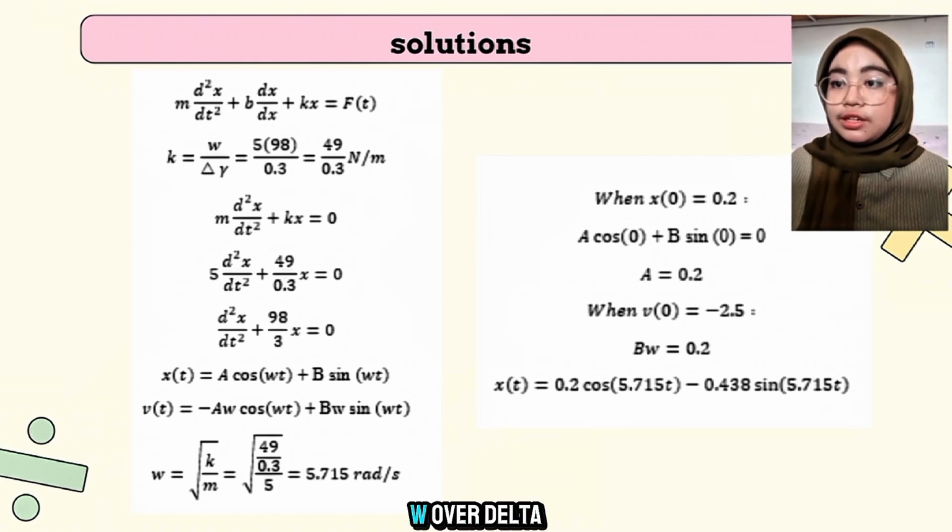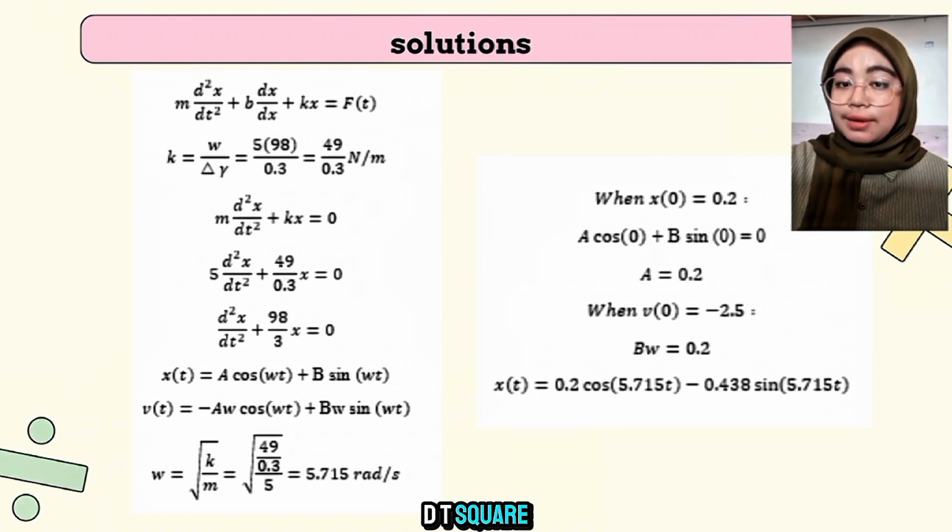So, k is equal to w over delta L equal to 5 times 9.8 divided by 0.3, equal to 49 over 0.3. Next, we substitute the value of mass m equal to 5 and the spring constant into the undamped equation. m d²x/dt² + kx = 0 will be 5 d²x/dt² + (49/0.3)x = 0. To simplify, we divide the entire equation by 5. So, d²x/dt² + (49/(0.3 times 5))x = 0. So, d²x/dt² + (98/3)x = 0.